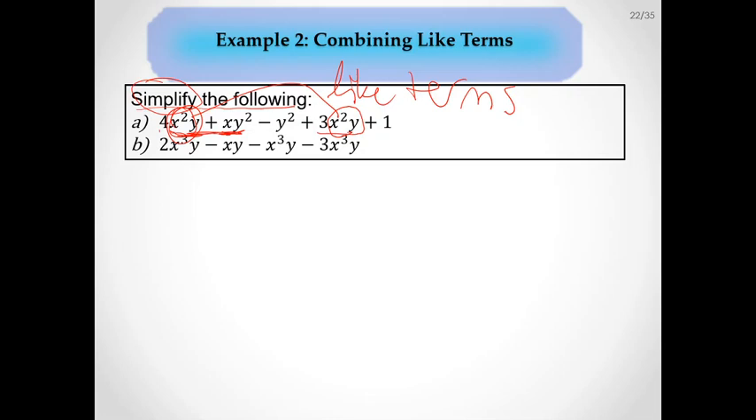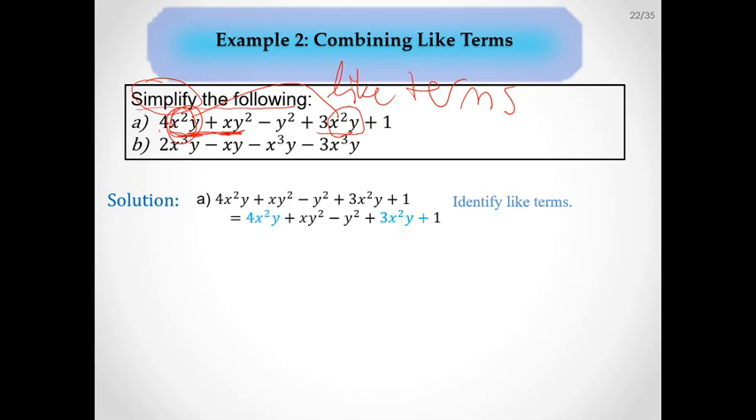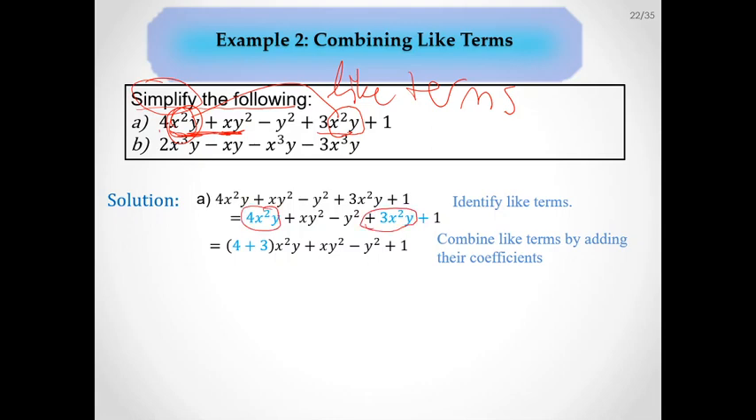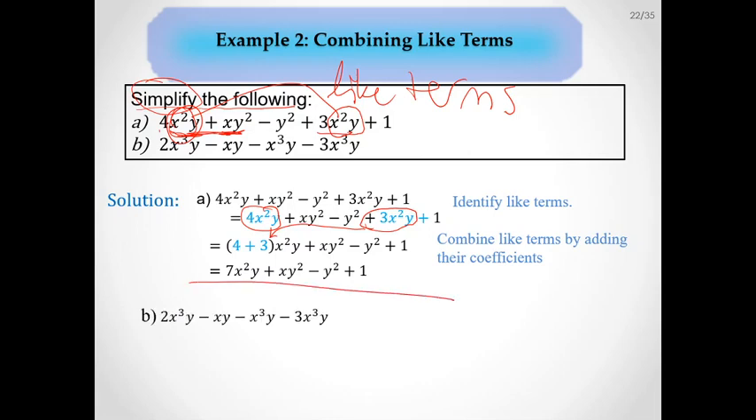And okay, let's see the solution. So we have like terms here. Identify the like terms first, and then we combine them. We put them together here, so they make 4 plus 3 x squared y, and the rest remains the same. So we add them, and that's it. We cannot do more than this because we don't have like terms anymore.